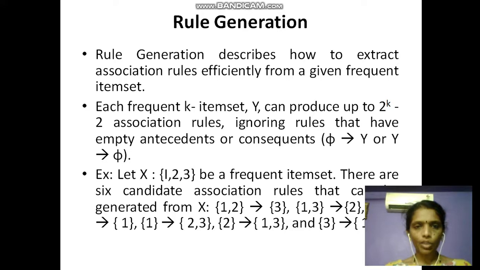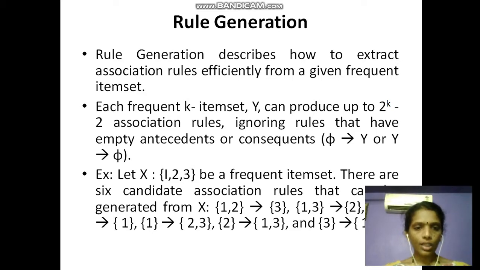Suppose a frequent item set you have considered consists of k items, then the number of rules that can be produced from that k item set is 2 power k minus 2 association rules. This number is generated by ignoring all the rules which have empty values either on the antecedent or on the consequent. That is the reason why you are representing it as 2 power k minus 2. Minus 2 accounts for the rules which have a null value either on the antecedent or on the consequent.